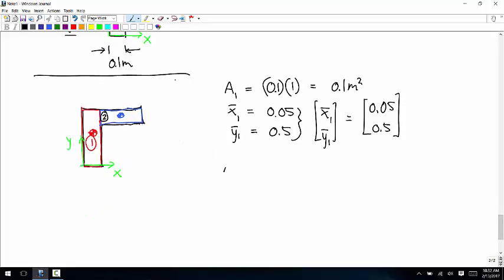And then for piece 2, the area is a little smaller because this length is only 0.9. So the area of 2 is 0.9 times the width of 0.1, 0.09 meters squared. And now how do you get from the origin to this centroid? Well, you have to go in the x direction over 0.1 to get to this edge, and then over 0.45 to get to the centroid. So that's 0.55. So x2 bar is 0.55.